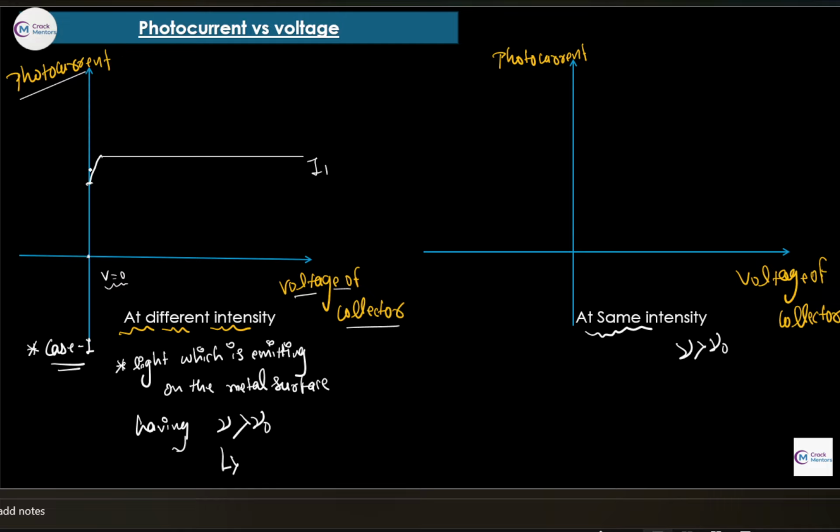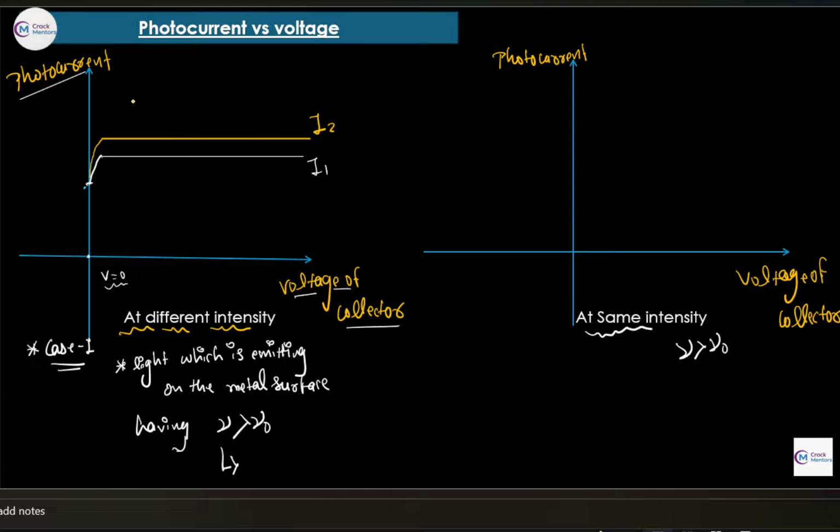But if we change the intensity of the light which we are having, and I have changed the color, just give me some time. If we change the intensity of the light, then what is going to happen? It is going to set up like this, and it is again going to be parallel to the line I1. It is a different intensity.